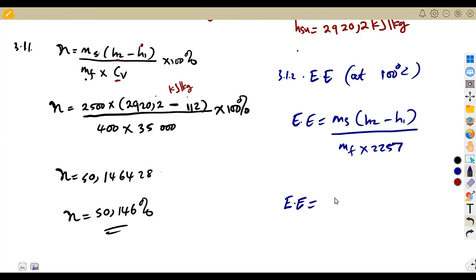Our equivalent evaporation at 100 degrees is going to be, so we are just repeating everything as it is. We've got ms, H2 minus H1, over mf. So we are just repeating what we wrote before.